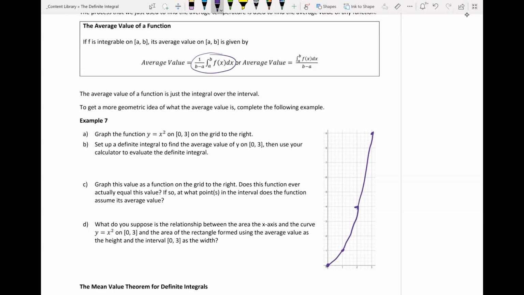So I'm going to use the definition up here to do that. So b minus a, my b is 3, my a is 0. So we have 1 over 3 minus 0, and we're going from 0 to 3. Our f of x is x squared, then dx. And I'm going to simplify this a bit.